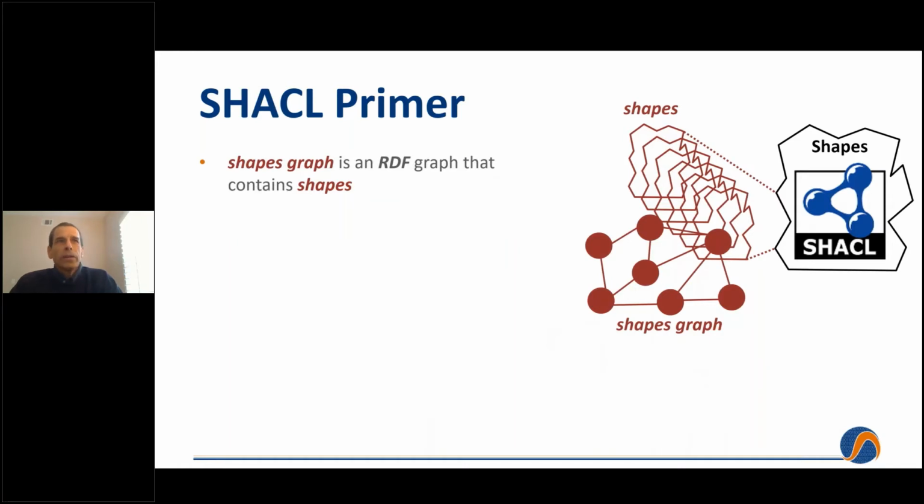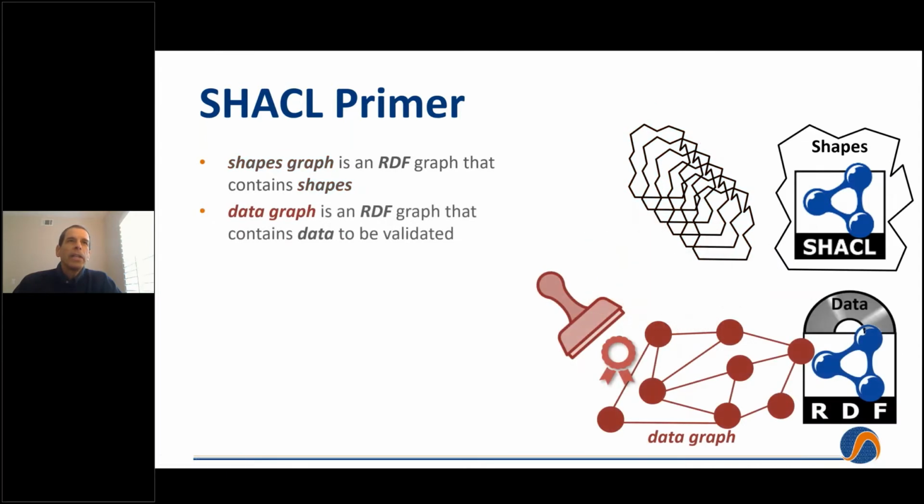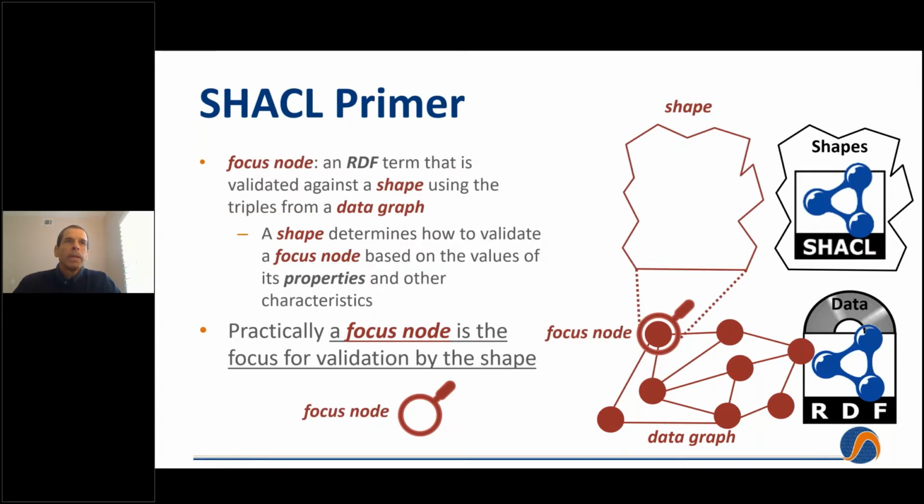So let's start. A shape graph is an RDF graph that contains shapes. And we have the data graph, which is an RDF graph that contains the data to be validated. So we have the shapes, this is the SHACL shape file, and we have the data graph, which is the graph to be validated.